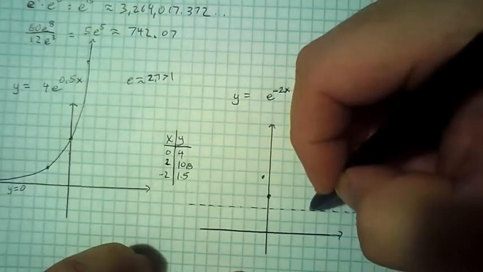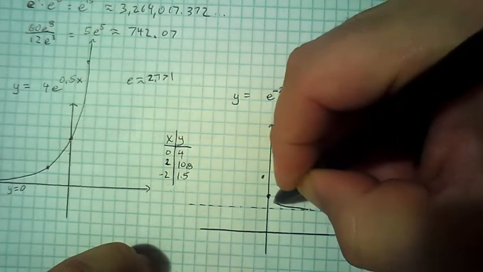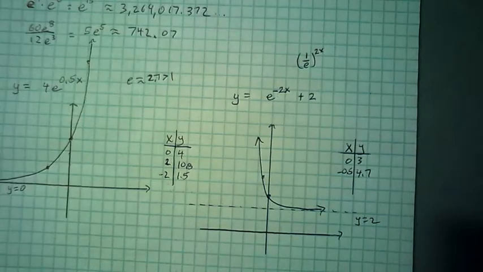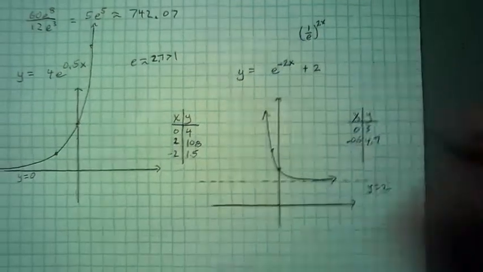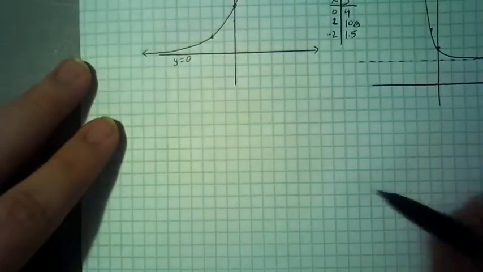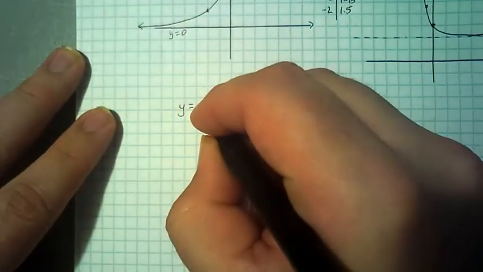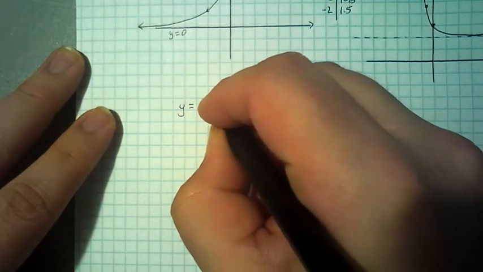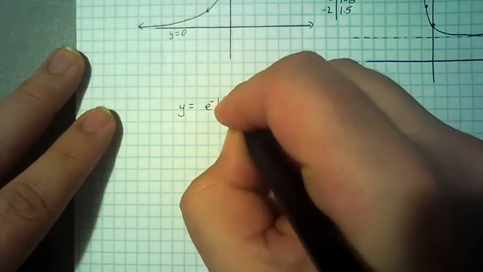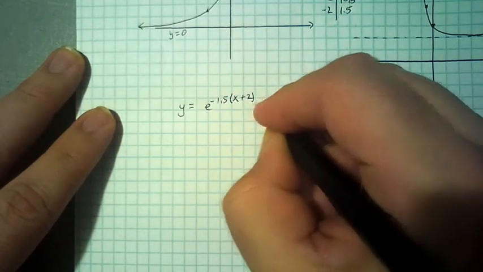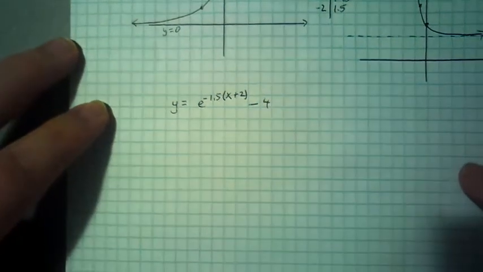So I'm going to come from my asymptote. I'm going to go through my points. There's my graph. I've got one more graph. It's, of course, the most complicated. y equals e to the negative 1.5 times (x plus 2), minus 4. What a mess.